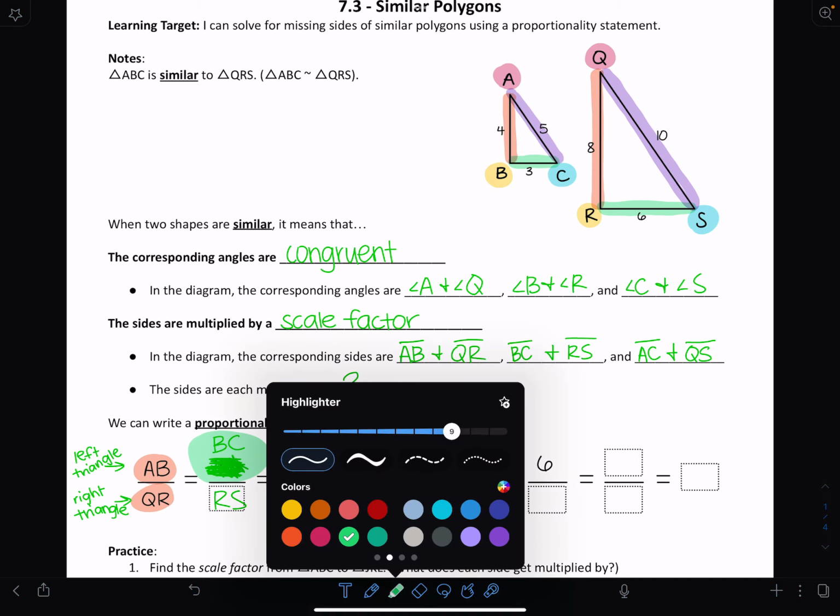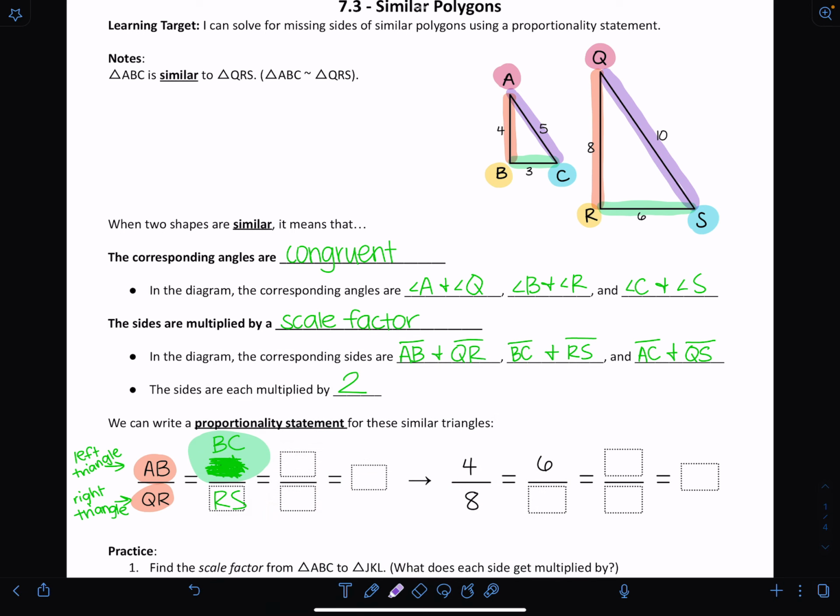For our third fraction, our last set of sides that match up is going to be AC and QS. Those are our purple ones, so I'll box it in purple here. AC goes on top because it's from the left triangle. QS goes on the bottom because it's from the right triangle. These are all going to equal the same number.